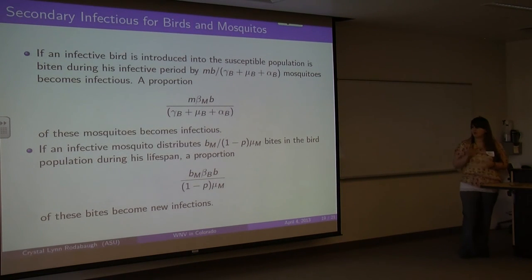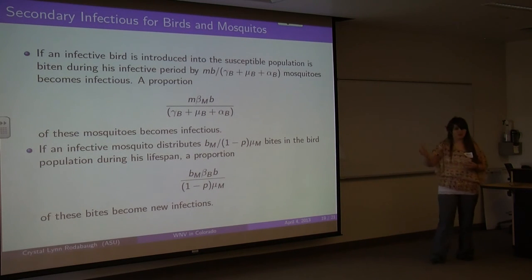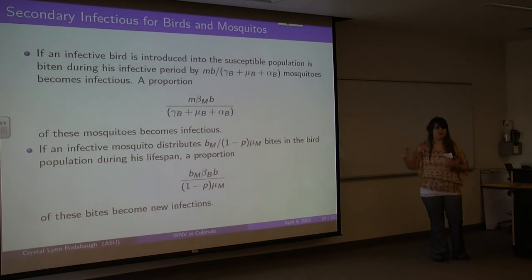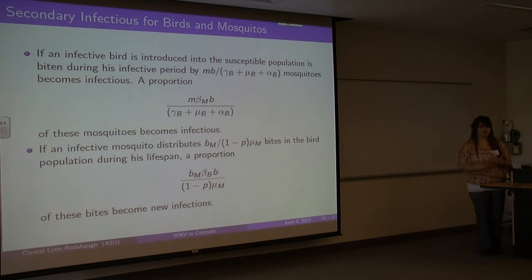Here, I'm going to show you how many of those secondary infections are produced. So here, if an infected bird is introduced into my mosquito population, this proportion right here of mosquitoes are actually going to also become infectious. Vice versa with the infected mosquito. If I put an infected mosquito inside of the bird population, I have this many birds becoming new infections. And so these are important when I start my simulations and I start modeling what's happening to my bird population as West Nile virus is introduced into its system.